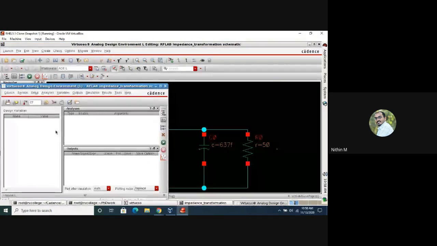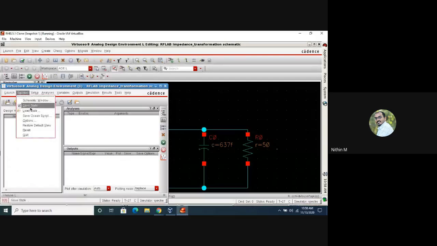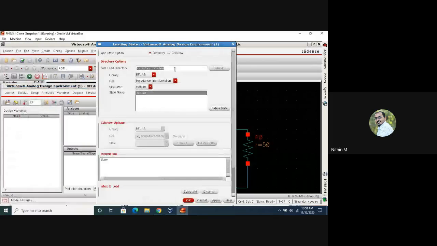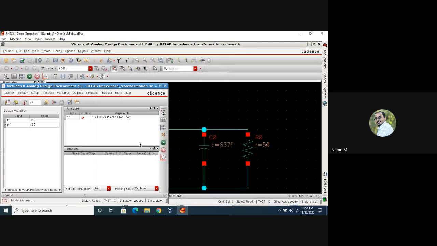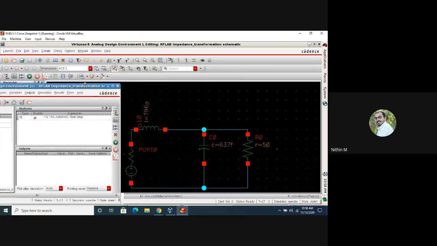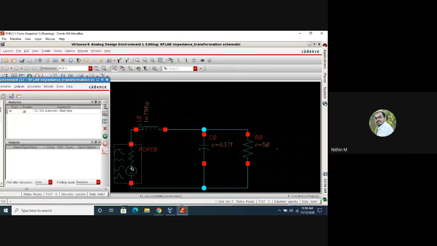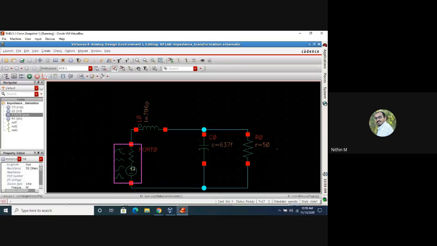I launch ADL. I already have a session which is saved, so I load the same state. What I did here, I did not explain what I have here. You can see a port here. I have used the same port even to do the other kind of analysis, I think in the first unit. So let me just go to this port.